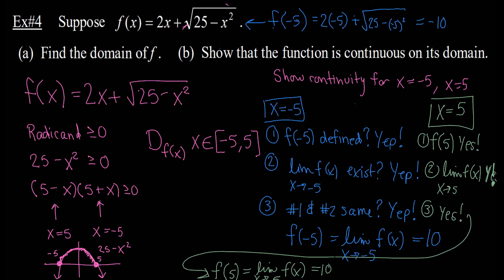All right, so it's definitely continuous. Oh, darn it, I'm seeing a mistake here. This was supposed to be negative 10. Okay, so it is continuous at each endpoint. Hope that helps.